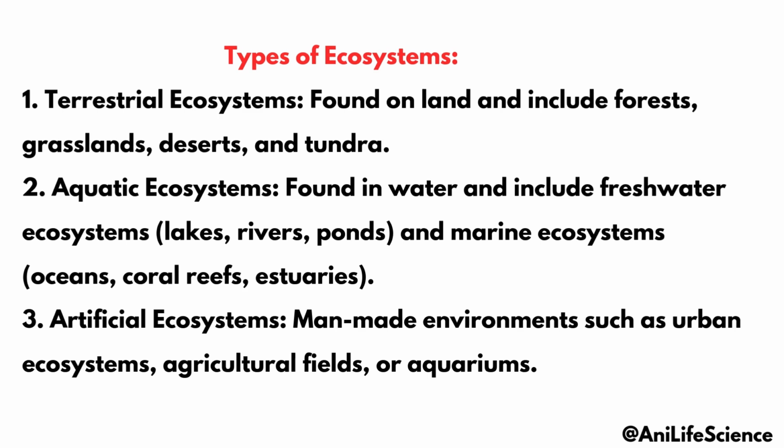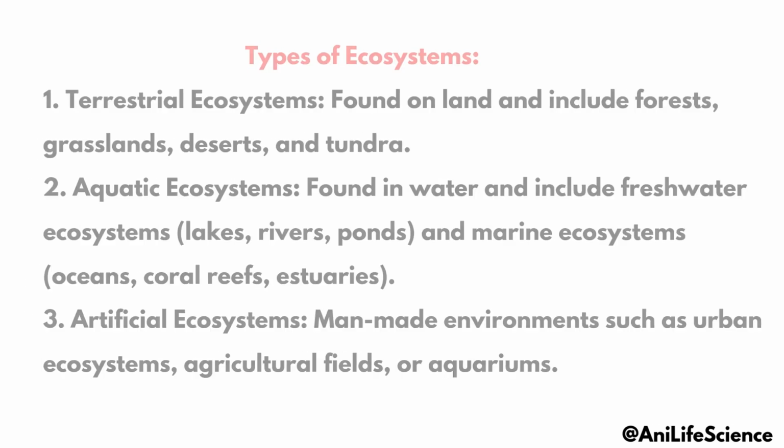Types of ecosystems are: ecosystems can be terrestrial, land-based, like forests and deserts, or aquatic, water-based, like lakes and oceans. There are also artificial ecosystems, like gardens or urban environments.